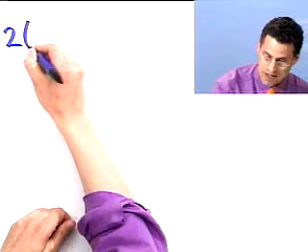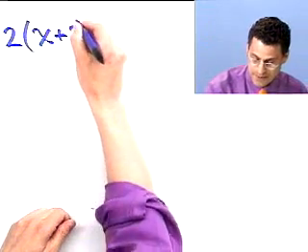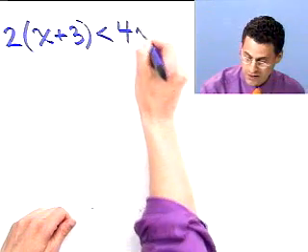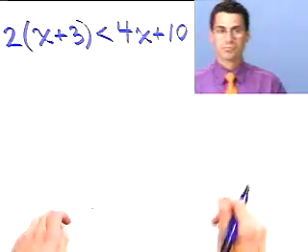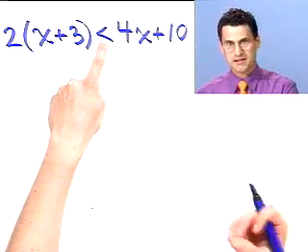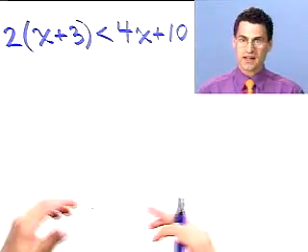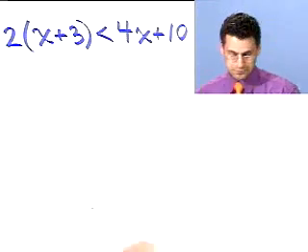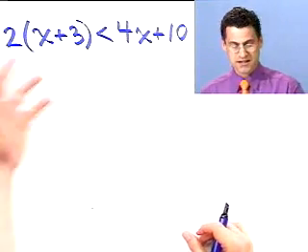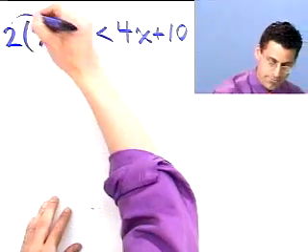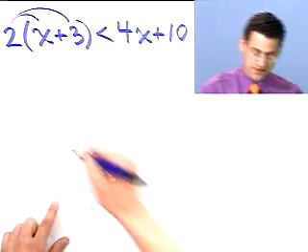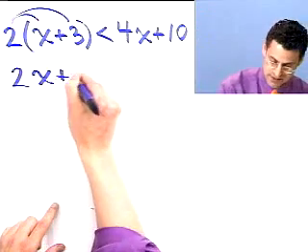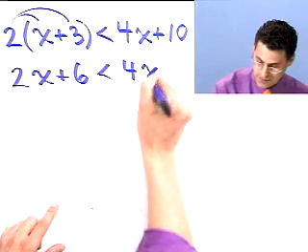So let's take a look at 2 times the quantity x plus 3 less than 4x plus 10. Now what I want to do is solve this inequality for x. I'm thinking about this just like a regular equality, but the only difference is now there's an inequality involved. The idea is still to have x by itself, and then either less than or greater than some number. So how to proceed? The first thing I do is try to isolate all the x's. So I'm going to distribute this 2 first in order to get rid of that parentheses. That's no problem: 2x plus 6 less than 4x plus 10.